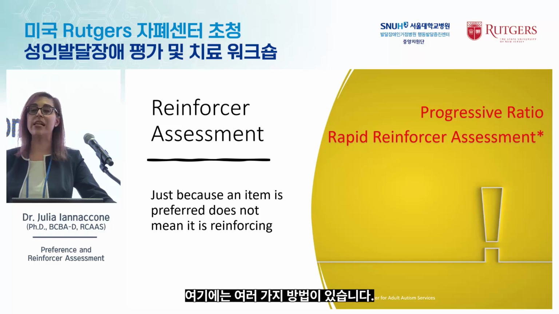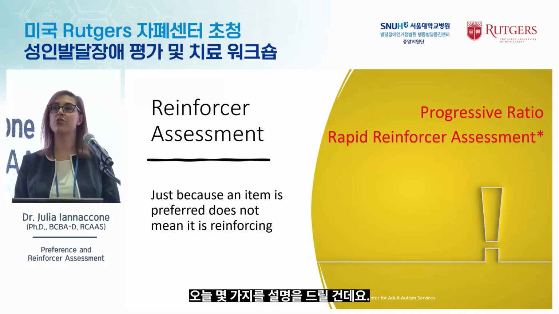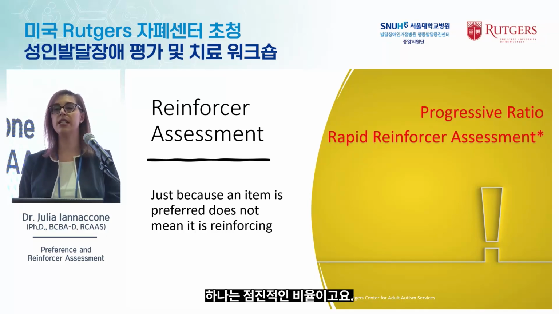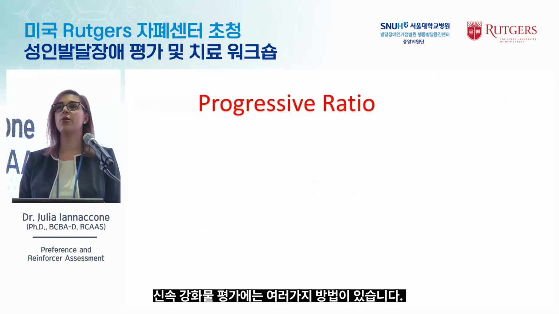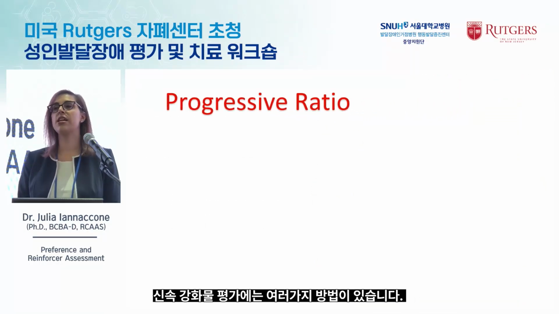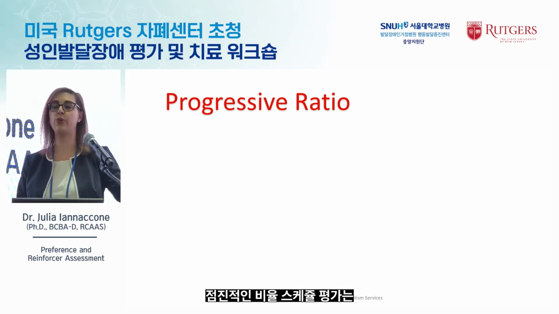So there are several ways that we can do a reinforcer assessment. I'm going to talk about a couple of them today. One is a progressive ratio, and then another one is a rapid reinforcer assessment. And there's a couple ways that you can do a rapid reinforcer assessment also. So a progressive ratio schedule of reinforcement is an exponentially increasing requirement to access the reinforcer.